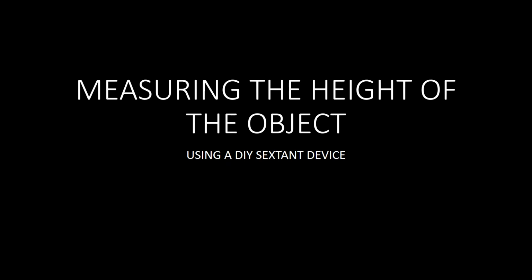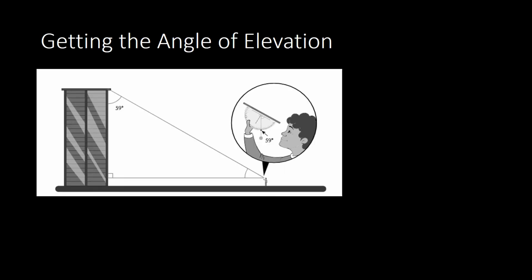Join me for another topic, and this time I'll be showing you how to measure the height of an object using a DIY sextant device. We are going to utilize our DIY sextant device in measuring the angle of elevation of a particular object. You can stand anywhere as long as you can see the top of the building using your device.